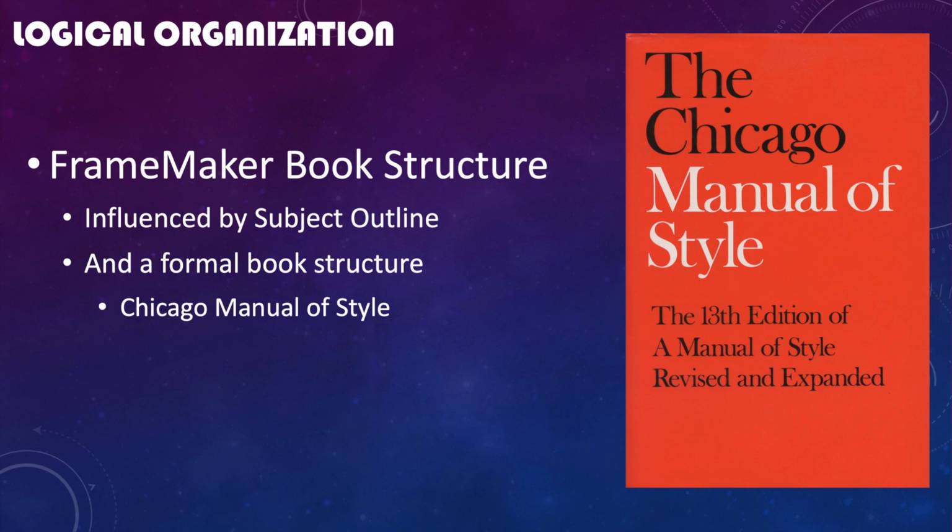Like, for example, the order of front matter, preface, what comes first, how do you number those sections? That goes into the logical structure of the book, and the FrameMaker book allows you to then put that structure on that book, right? So finally, in the next section, we'll talk about how we organize physically the structure of the book.